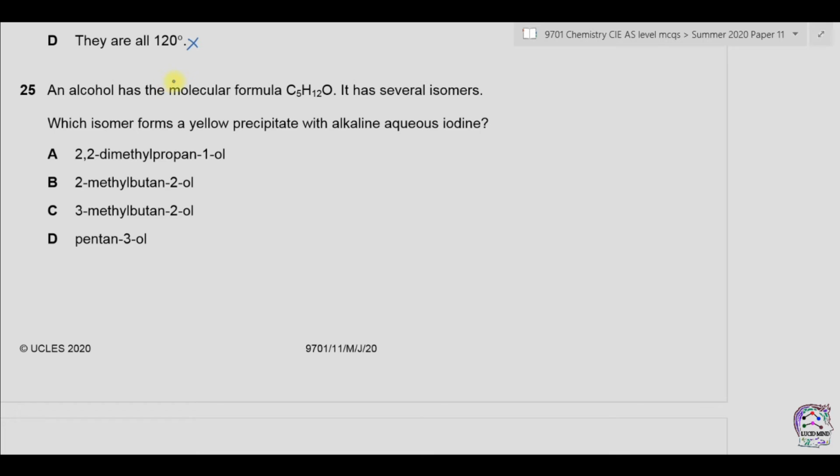Question 25. An alcohol has the molecular formula C5H12O. It has several isomers. Which isomer forms a yellow precipitate with alkaline aqueous iodine? So we know that the only alcohol that can form precipitate with aqueous iodine is CH3 CHOH. This type of alcohol can always give positive result with aqueous iodine. Now let's see among these four which one has this type of alcohol compound present.